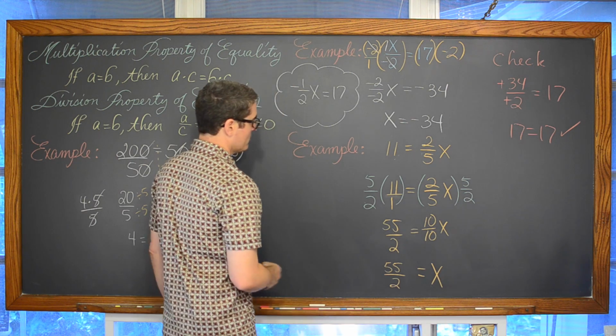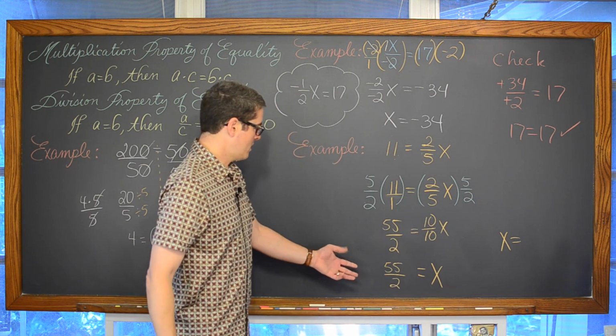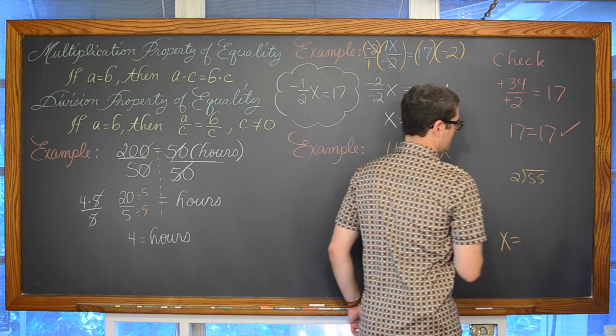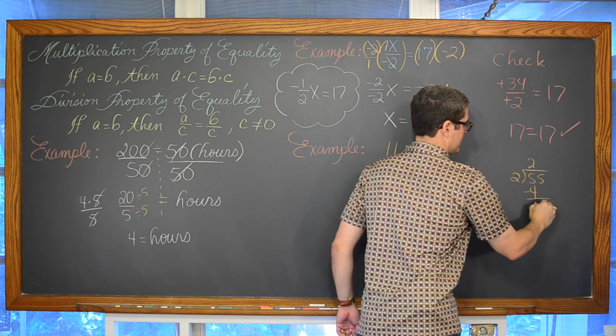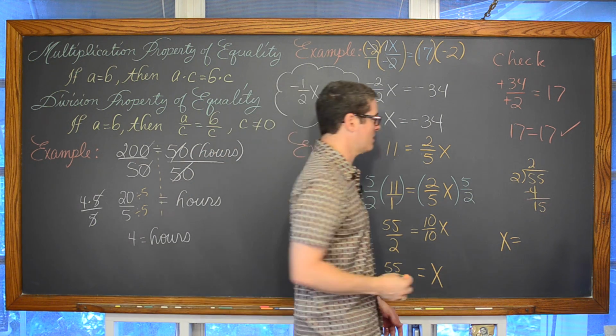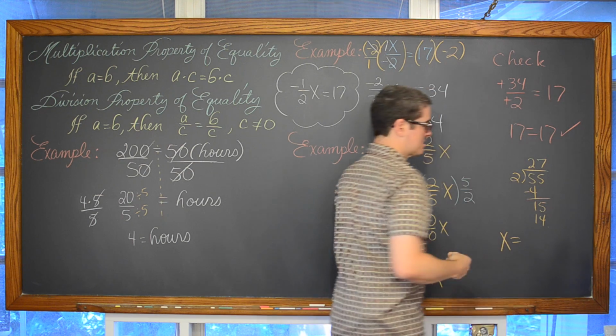If you need to write your answer as a mixed fraction, well, 55 divided by 2, let's see here. 2 times 2 is 4. Subtract, bring that 1 down, bring down 15. How many 2's are in 15? That's going to be 7, right? And 2 times 7 is 14. That's going to give us a remainder of 1.